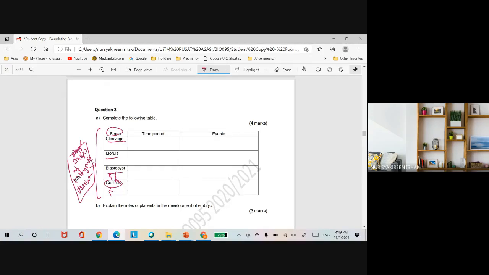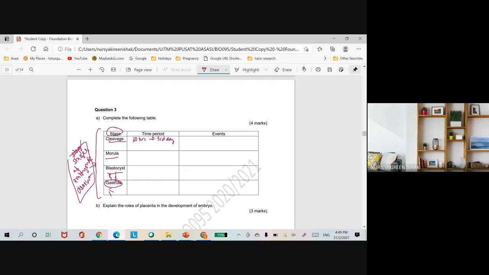Okay. So cleavage ni dia akan berlaku pada start 30 jam, 30 hours to hari yang ketiga, third day, after fertilization lah. Okay, so for cleavage, what event that occurs during this stage is the process of mitosis.